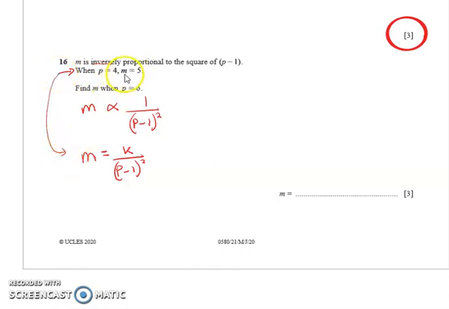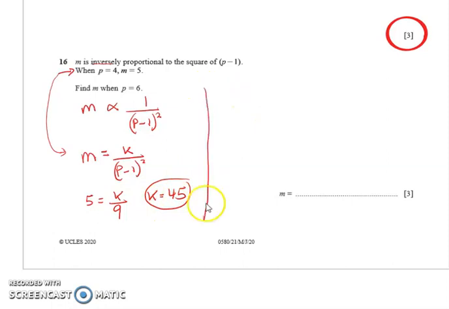Then we have to find the k value first by using the second parameter, where they mention m is 5 and p is 4. When p is 4, 4 minus 1 you get 3, you square, you get 9. So the k value is given by 45. Once you have the k value, this is the second step. We already have the equation for it.